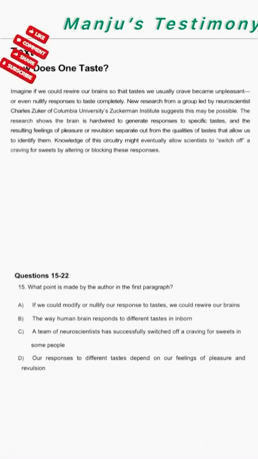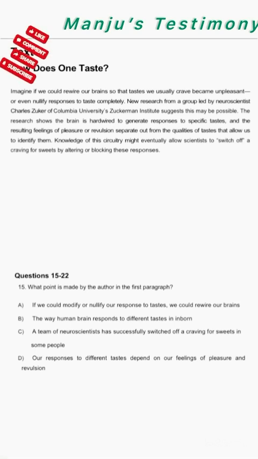So now let's go back to the options. First option, if we could modify or nullify a response to taste, we could rewire our brain. Option B, the way human brain responds to different taste is inborn. Option C, a team of neuroscientists has successfully switched off a craving for sweet in some people. Option D, our responses to different tastes depend on our feelings of pleasure and revulsion.